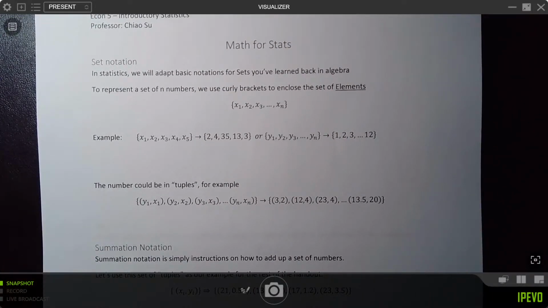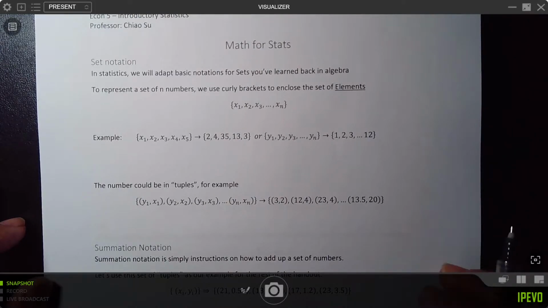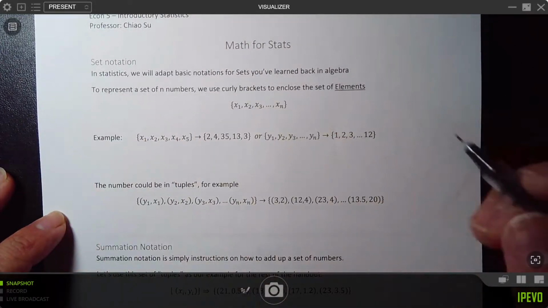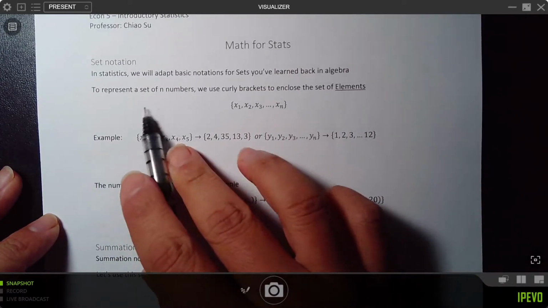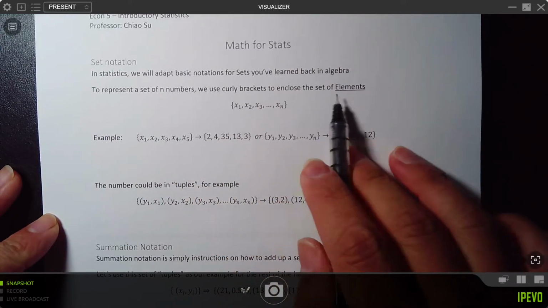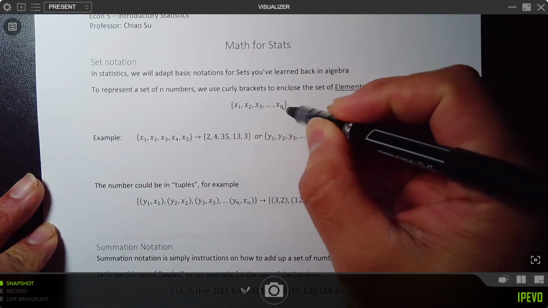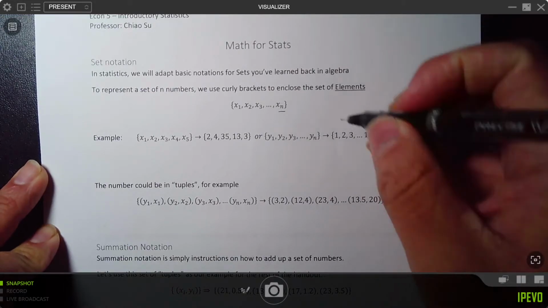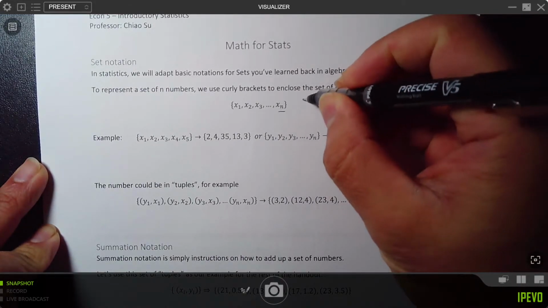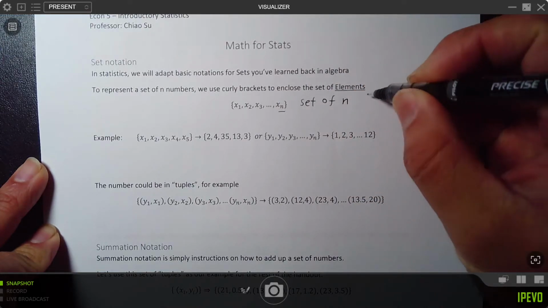All right. First, we're going to use set notation. We're dealing with data sets and variables, so set notation is going to be really important. In statistics, we'll adapt basic notations for sets that you learned back in algebra. To represent a set of n numbers, we use curly brackets. This is going to be really important. N here represents the number of elements, or in our case, more likely observations. So this will represent a set of n elements.